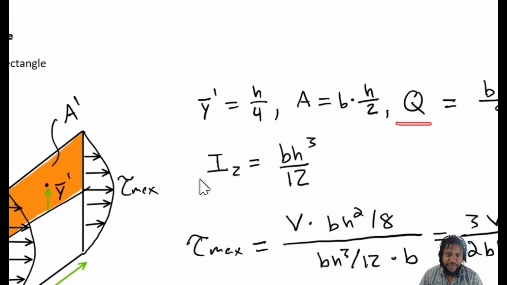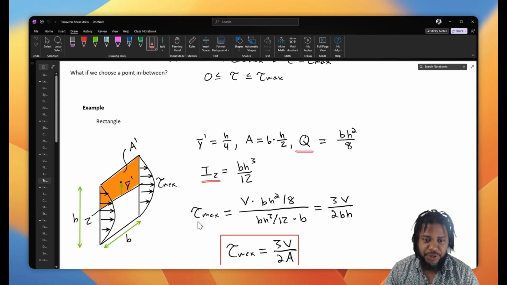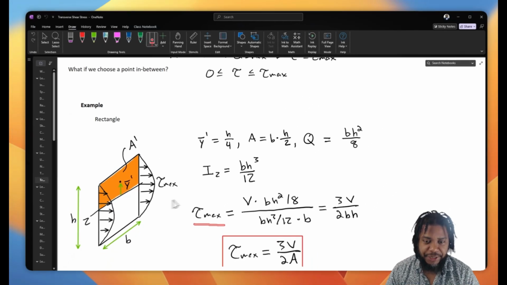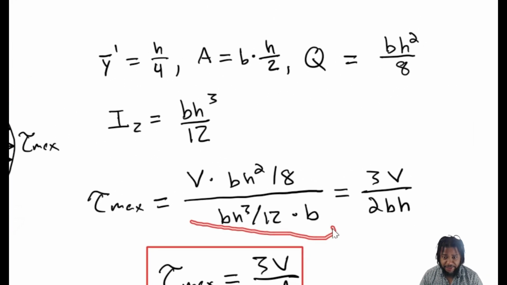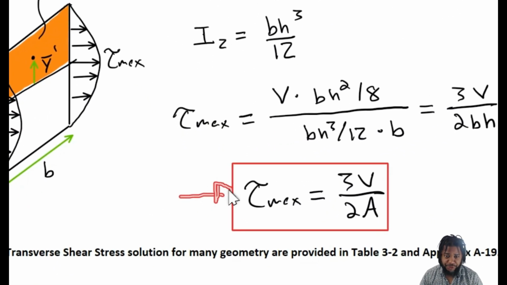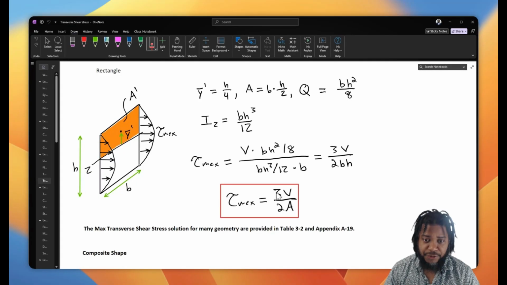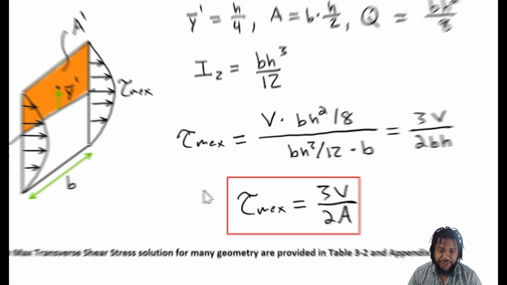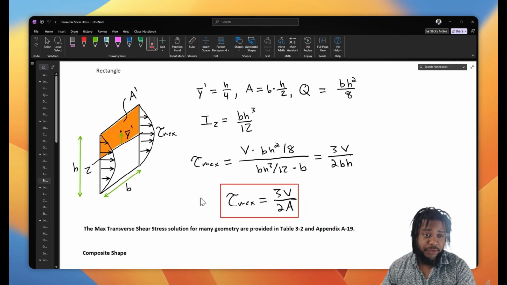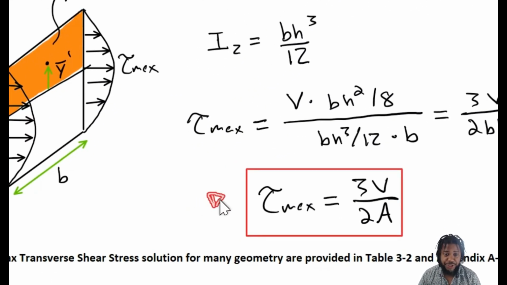With Q and the second moment of inertia found, we can put them together to find our maximum shear stress for a rectangle, where with a little bit of math, we find that the maximum shear stress is equal to 3 times the shear force divided by 2 times the cross-sectional area. Now this here is the closed form solution, the exact solution for a rectangle. So given any rectangular cross-section, we can just directly use this equation.